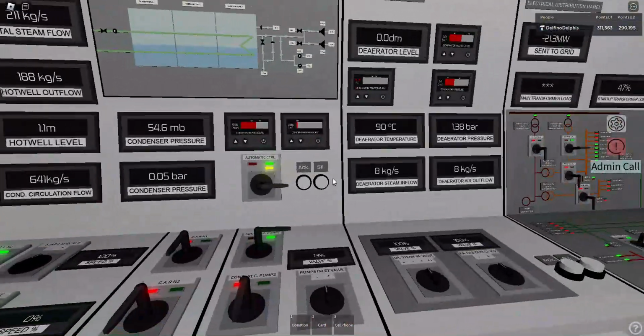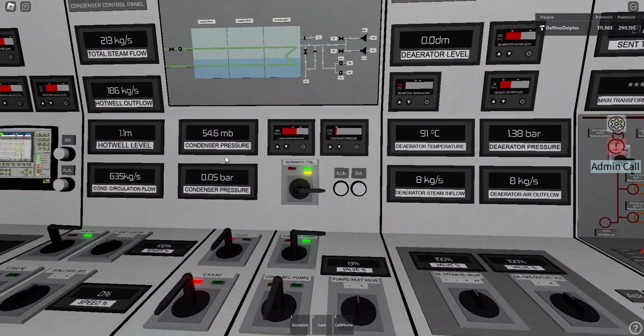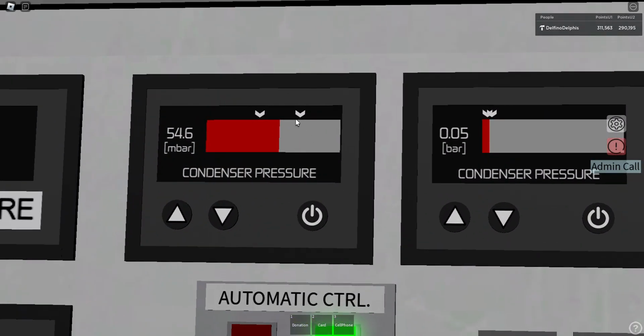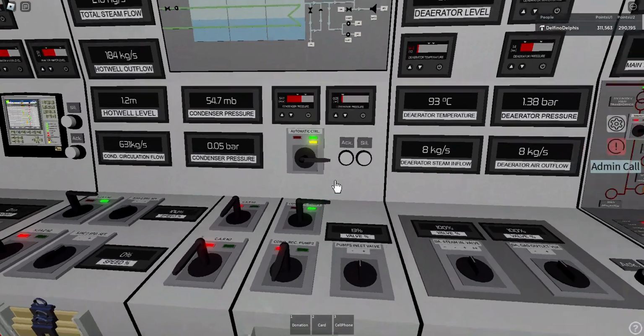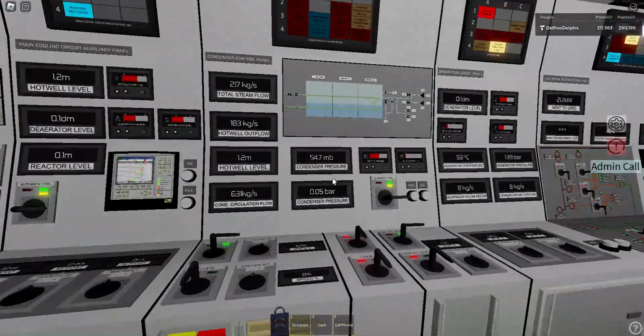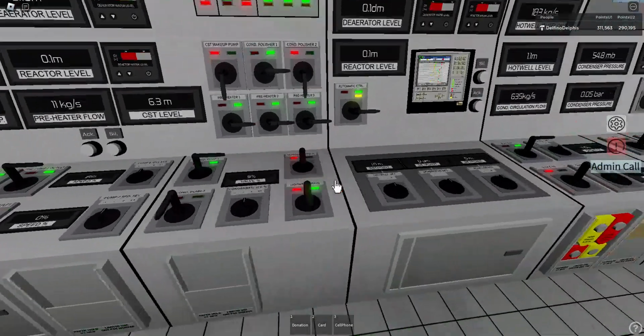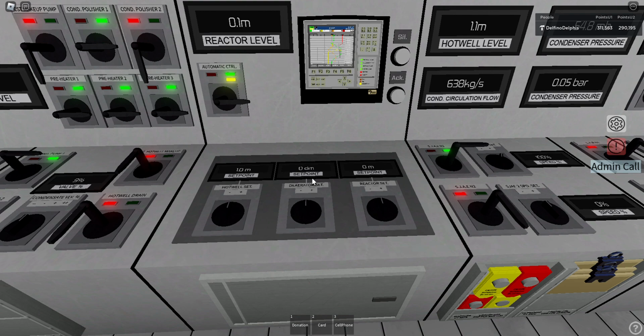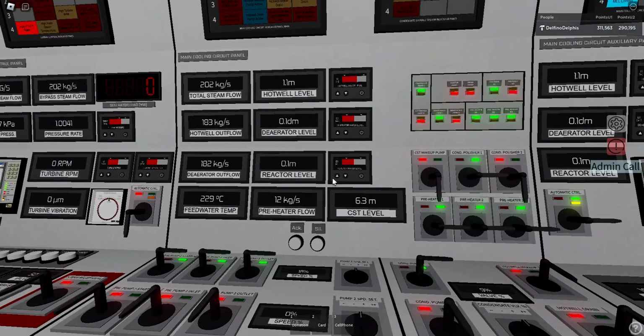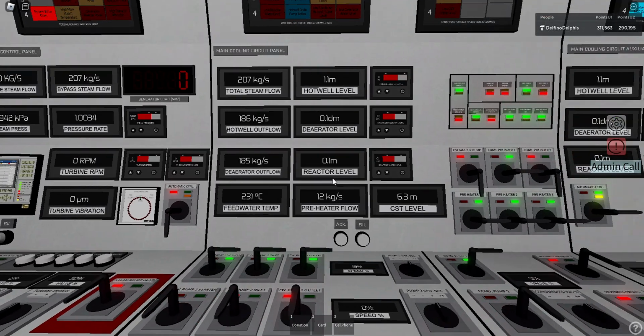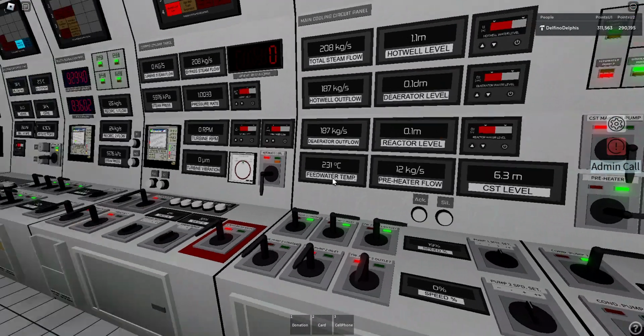Let me confirm I have vacuum. Yes, 54 millibars, so it's just in the middle of the range. The auto control is doing a good job. And let me see. You remember the set points, 1 meter for hot well, 0 and 0. So it's almost there. I was just changing the steam flow, maybe that's why the auto control didn't manage to do it perfectly, but it's pretty good.